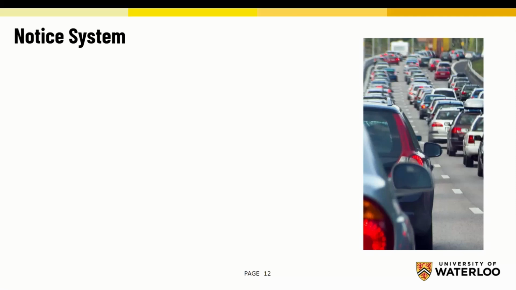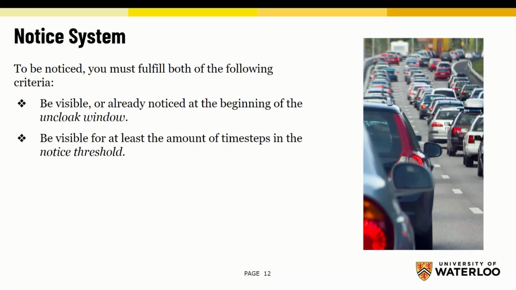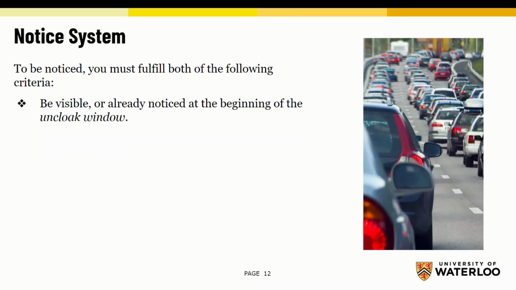Before we move on to how we actually generate the scenarios, we have to touch on the notice system. No person reacts instantly, and indeed no automatic system reacts instantly. Even the really fast automatic systems often have to register an object for several frames before they pass it to their actual planner in order to root out false positives. In order to be noticed, you must fulfill two of the following criteria. You have to be visible or already noticed at the beginning of what we call the uncloak window, which is just the reaction time that people have.